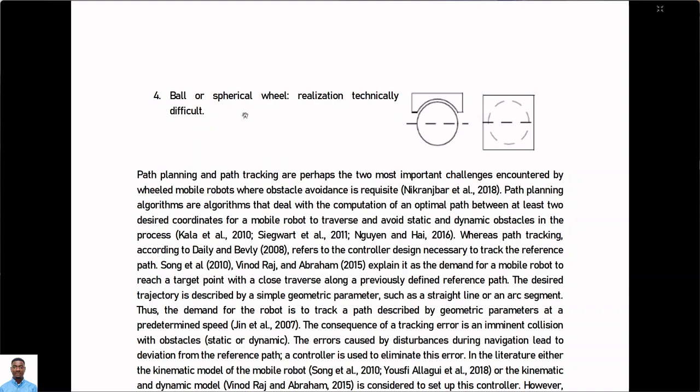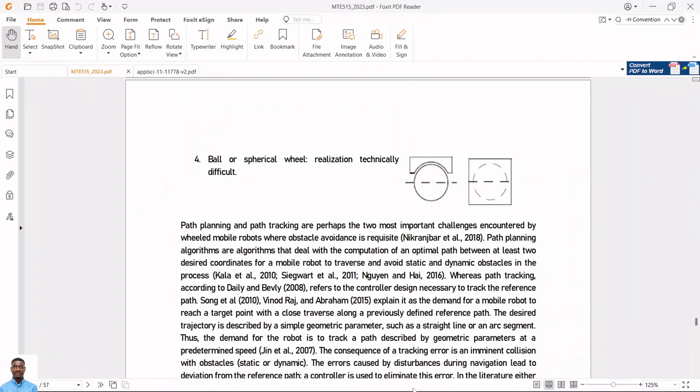And also you have the ball wheel or the spherical wheel. These wheels are referred to as omnidirectional, so they can go in any direction at any time. Let me go to Google to show you some of these.